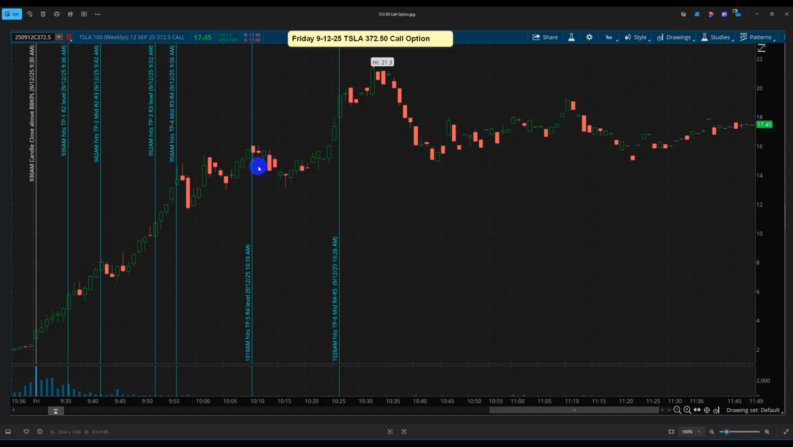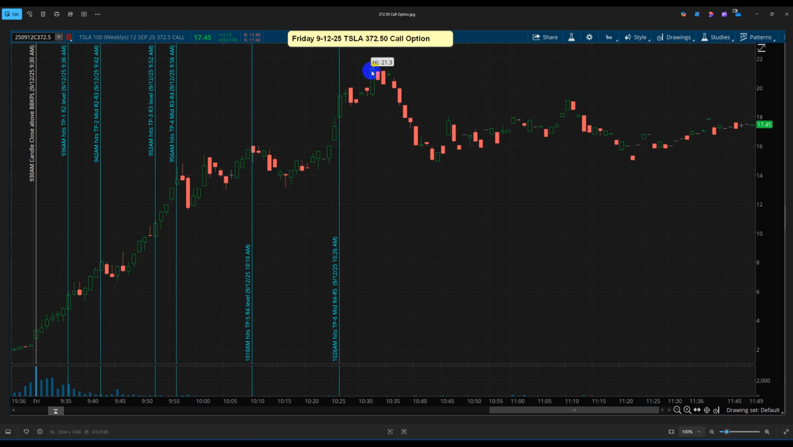Here is the 10 a.m. candle here, the 10:10 a.m. candle where it hits TP5, which is the R4 level, and the 10:26 a.m. candle here where it hits TP6, the mid R4, R5.